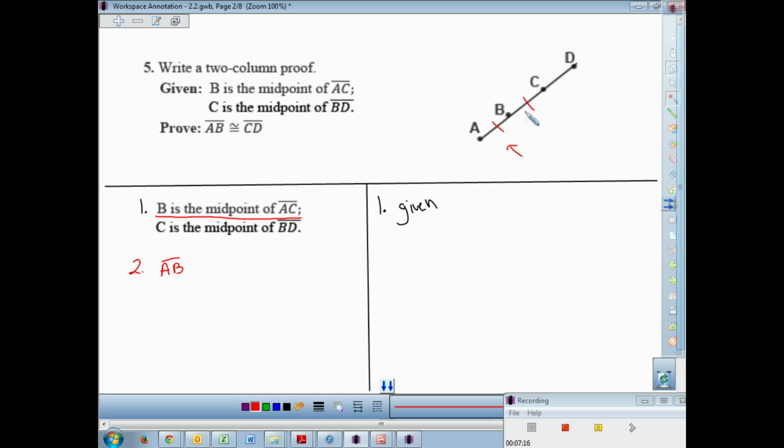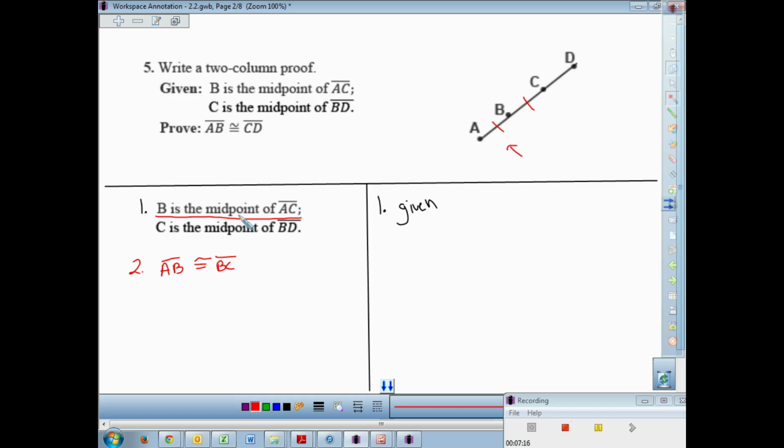And what do the tick marks mean about those? That they can't be equal. Segments can't be equal. What do they have to be? They have to be congruent to each other. Segment AB is congruent to segment BC. Isn't that what we just marked? Cool? Why did we mark it? Because they told me that B was the midpoint, correct?